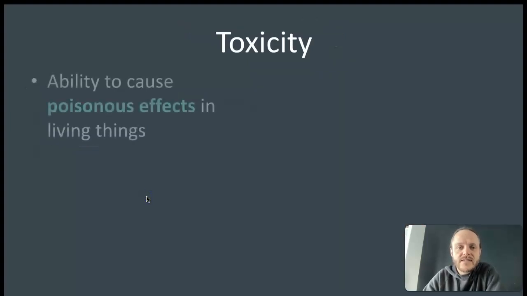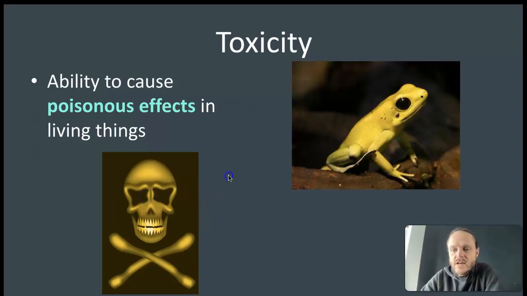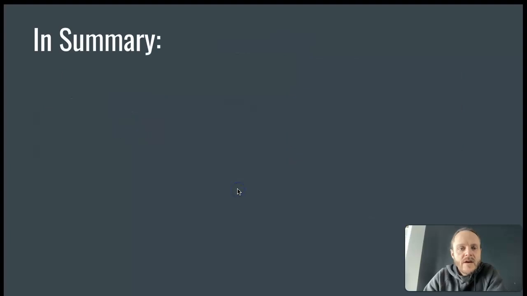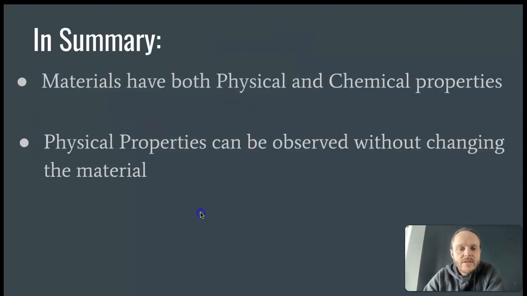Lastly, we've got toxicity, which is the ability to cause poisonous effects in living things. Check this out. This is called a golden poisonous frog. It's one of the most deadly frogs in the world, and it can be extremely dangerous even just to touch it on the outside. It's gotten used to producing this toxin as a way of protecting itself. That's called toxicity.